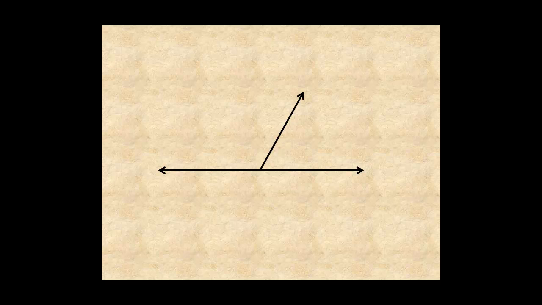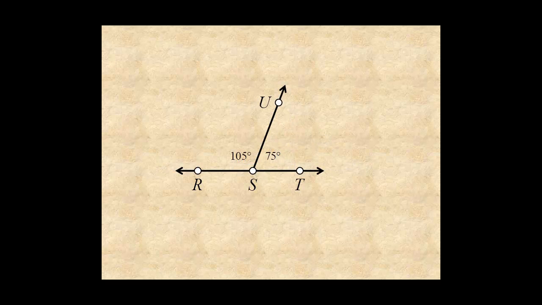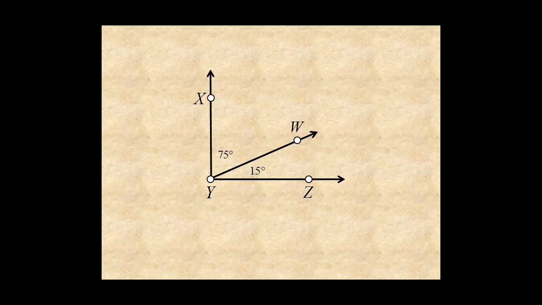Angles with measure less than 90 degrees are acute. Angles with measure greater than 90 degrees are obtuse. If the sum of the measures of two angles is 180 degrees, the angles are supplementary. If the sum of the measures of two angles is 90 degrees, the angles are complementary.